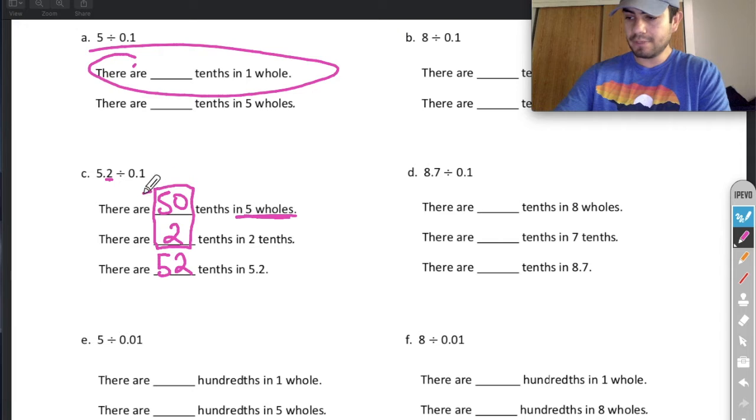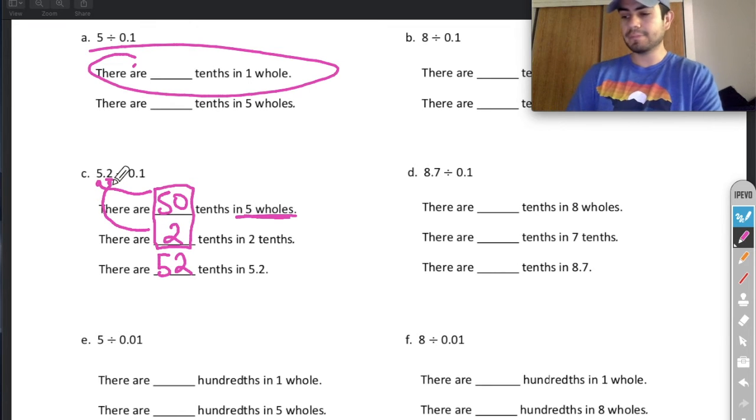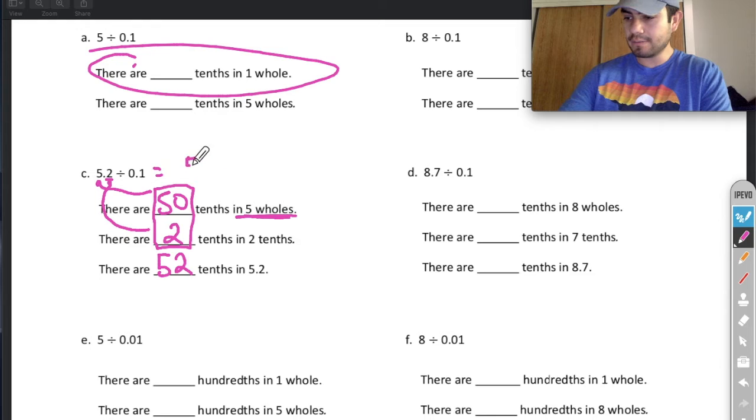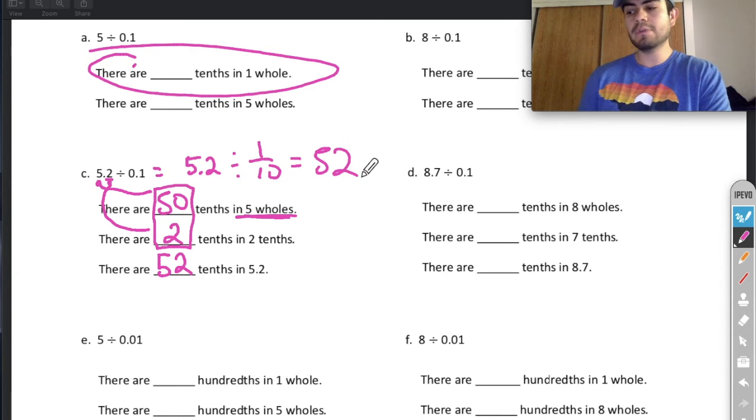So you took the sum of those. Now, this 50 here represents the 5 ones, and this 2 here represents your 2 tenths, just in case you're wondering where those numbers are coming from. So when we write this, it'll be written as 5 2/10 divided by 1/10 is equal to 52.